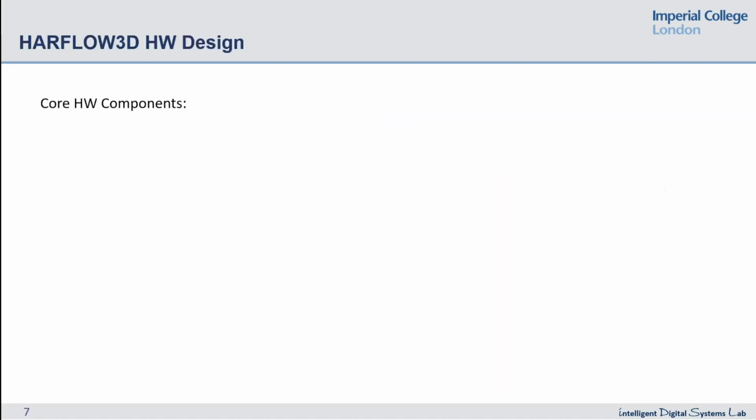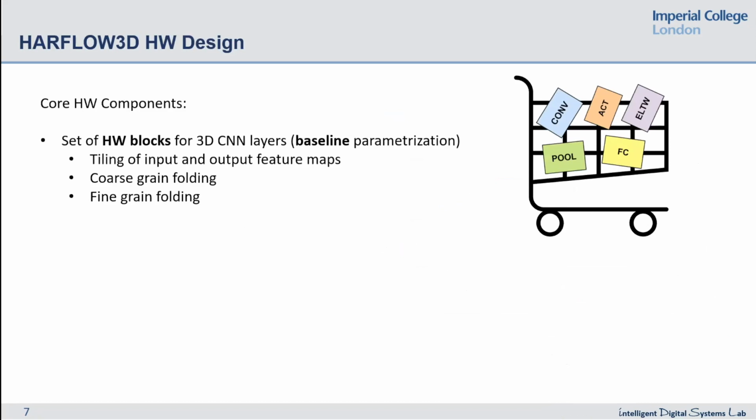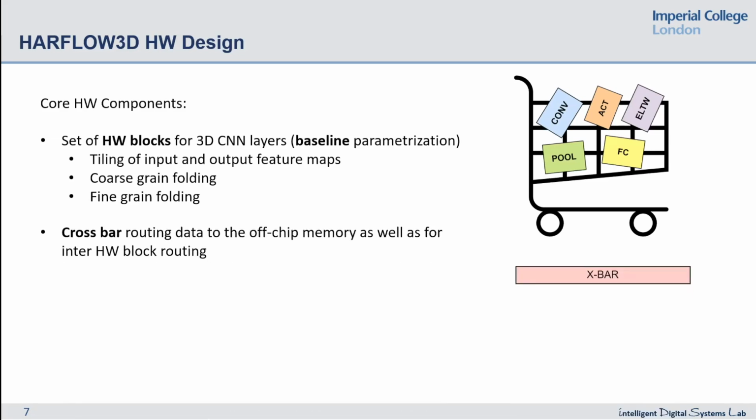So let me introduce you to some of the core components of our proposed hardware design. First of all, a set of hardware blocks supporting the operations of the 3D-CNN models, like convolutions, pooling, activations, element-wise, and fully connected layers. These blocks come with a so-called baseline parameterization support, which includes tiling of input and output feature maps, a folding factor exploiting the parallelism over the channels and filters, namely coarse-grain folding, and a folding factor exploiting the parallelism in the dot product of convolution and fully connected layers, namely fine-grain folding. The next core hardware component is a crossbar, which is responsible for routing data to the off-chip memory as well as for inter-hardware block routing. And of course, the DMAs, which are passing the data to and from the off-chip memory.